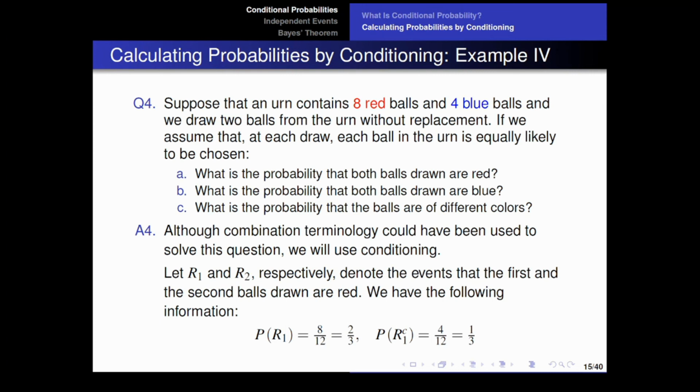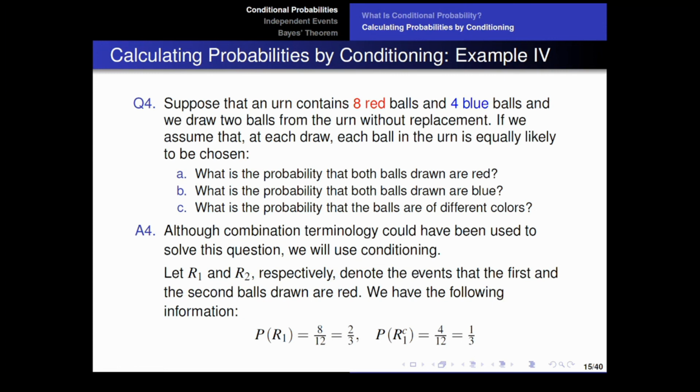So we can use the combinatorial analysis knowledge, and we can determine the number of elements in the sample space. If there are 12 balls, we can say that there are 12 choose 2 possible outcomes in the sample space of this experiment. For part A, we can write in the numerator 8 choose 2 times 4 choose 0. For part B, we can write 8 choose 0 times 4 choose 2. And for part C, we can write 8 choose 1 times 4 choose 1. So this is the approach that we have known so far.